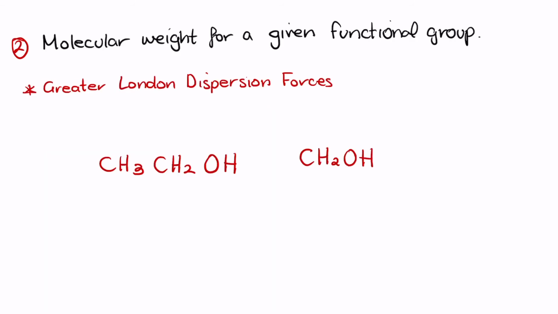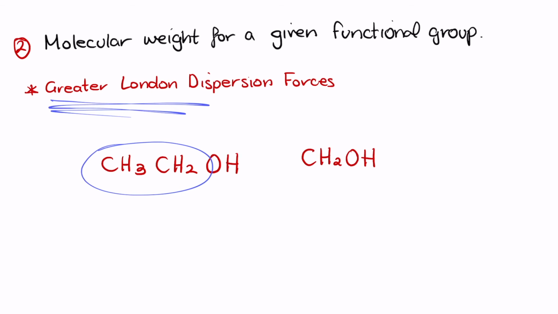So for a given functional group, the molecular weight of a particular chain also increases the boiling point. As the chain increases in length and size, we see that boiling point typically increases. And this is because for a particular functional group, with extra carbons and extra hydrogens, we see that there's an increase in the London dispersion forces present in that particular compound. Again, if you're not sure what London dispersion forces are, please check out one of my previous videos.